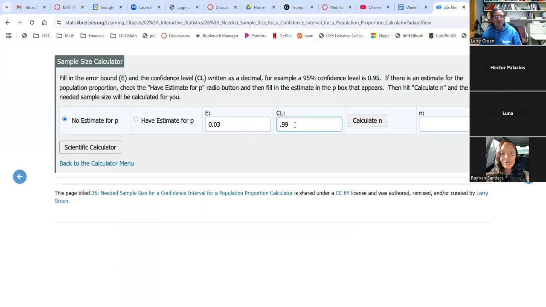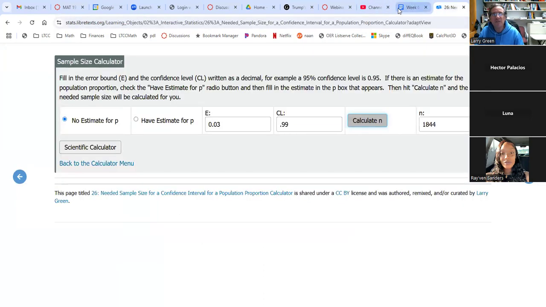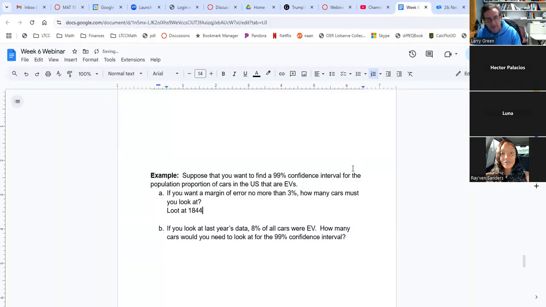Any questions on that? And they calculate it. And what we need to do is survey 1,844. So the answer is 1,844 cars. Any questions on this? Okay, this is to see what the proportion is this year for EVs.